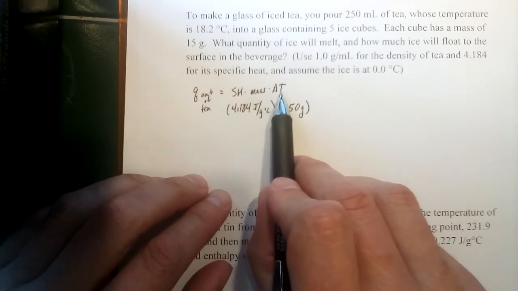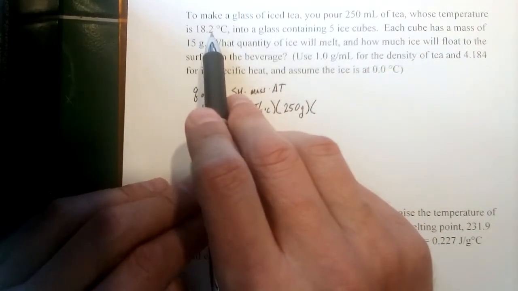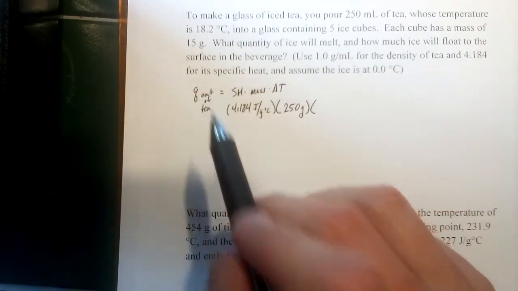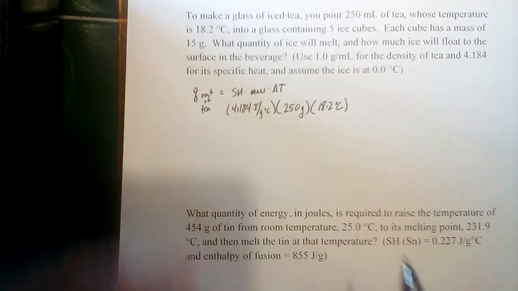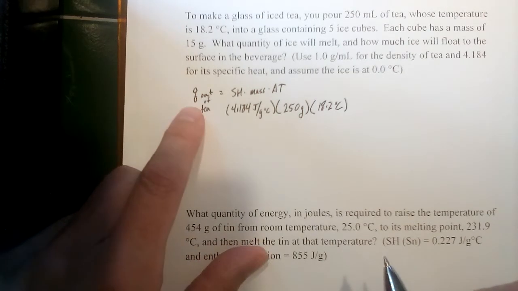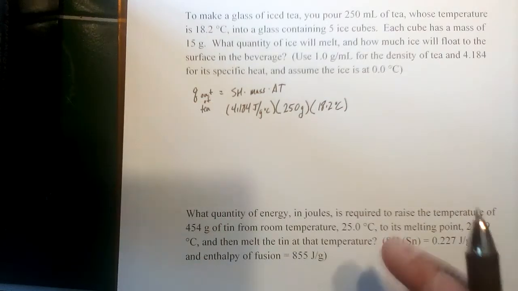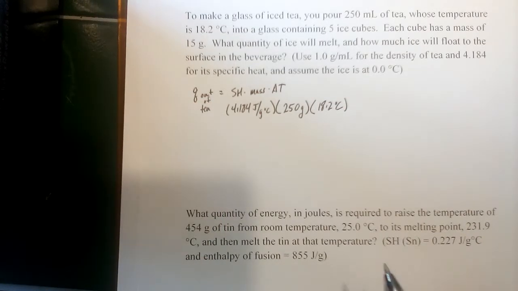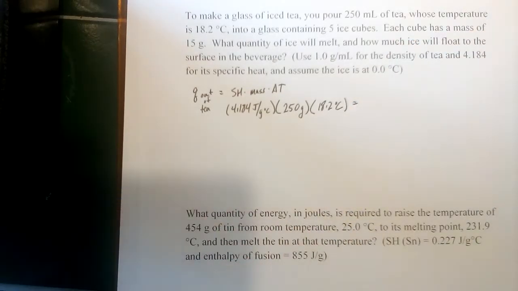And then temperature change is the last piece we need here. Now the tea was at 18.2. Based on the description in the problem, we know it's going to go down to 0. So I'm going to use 18.2 degrees C for the temperature change. Here's a place where you could use negative 18.2, and that would make your Q have a negative value. But again, I'm using the descriptor out. Heat's going out instead of calling it a negative number. So if I multiply all those together, that'll give me the amount of heat that is going to leave the tea and move into the ice.